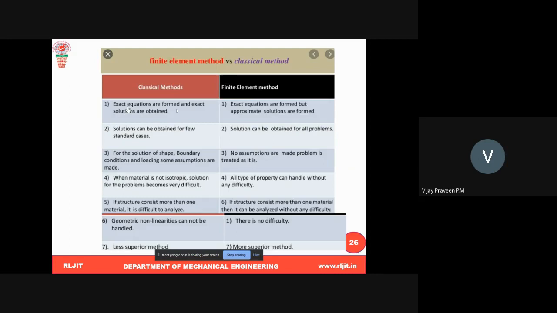So in the classical approach, exact equations are formed and exact solutions are obtained. Whereas in case of FEM, exact equations are formed, but approximate solutions are obtained. Solutions can be obtained for a few standard cases only, meaning we can't use it for all types of problem. But in case of FEM, you can apply it to any type of problem, complex in nature. For the solution, shape, boundary condition and loading, some assumptions are made.